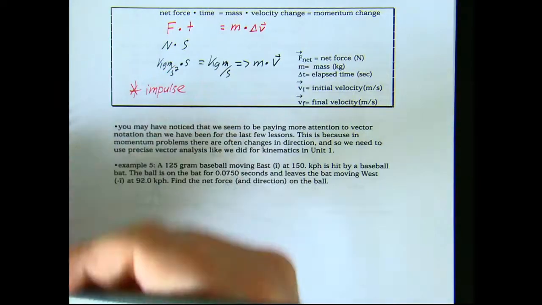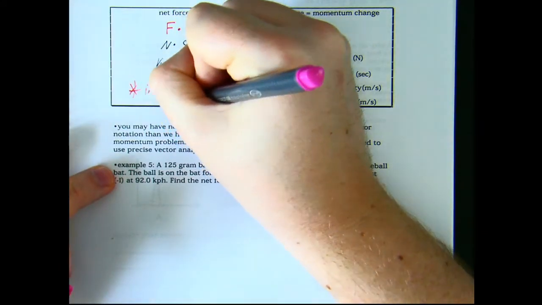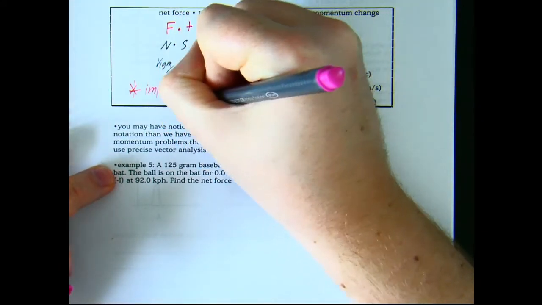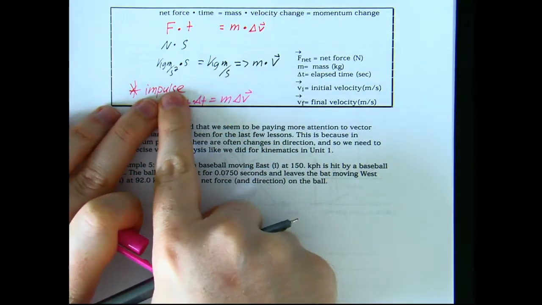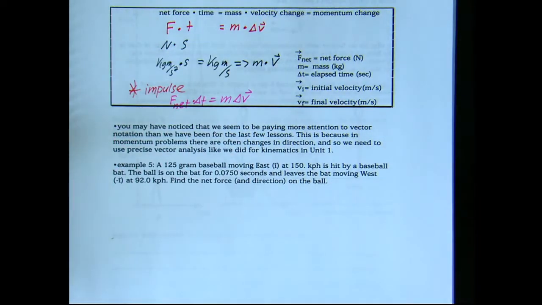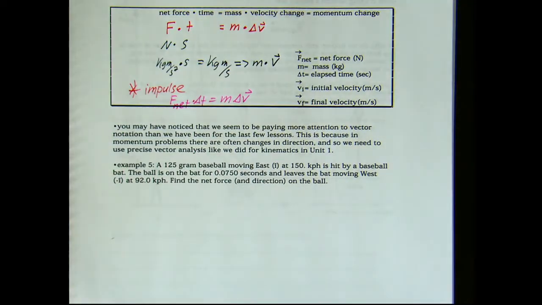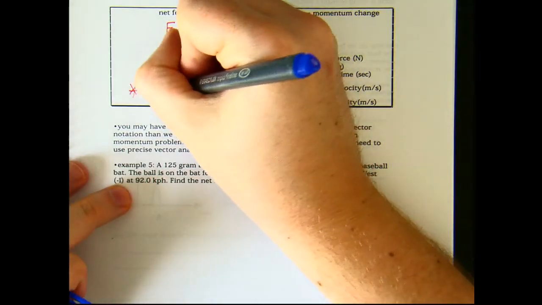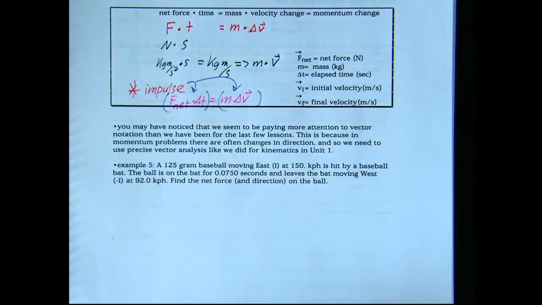So we'll sum this up by saying the impulse, F net times a change in time, is equal to mass times a change in velocity. So this idea of impulse here is that impulse is a measure of the change in velocity. It's momentum change. And you can use either side of this equation to deal with impulse. So let's look at an example here, and this will make, I think, a little bit more sense.